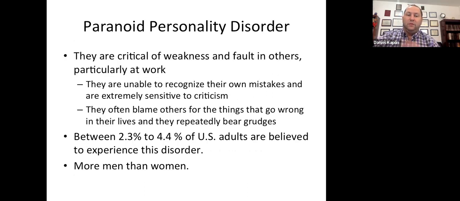Okay, so what are some other important points about paranoid personality disorder? They are very sensitive to criticism, but very motivated to point out the faults of other people. And if something goes wrong, they oftentimes deflect blame onto other people or bear grudges, as I said on a previous slide. According to the latest DSM statistics, we estimate somewhere between 2.3 to 4.4% of US adults are believed to have this condition.